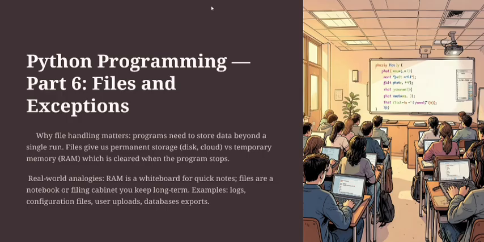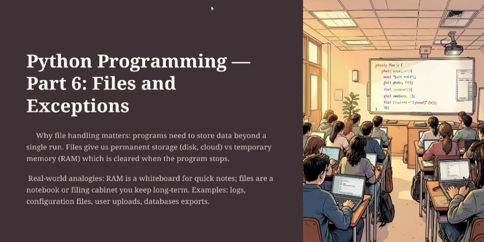This happens because RAM is temporary storage. So the question is, how can we store information permanently even after our program stops running? The answer is files. Files allow a program to save information permanently on storage devices like hard disks, SSDs, and cloud storage. Unlike RAM, files are not cleared when the program ends.